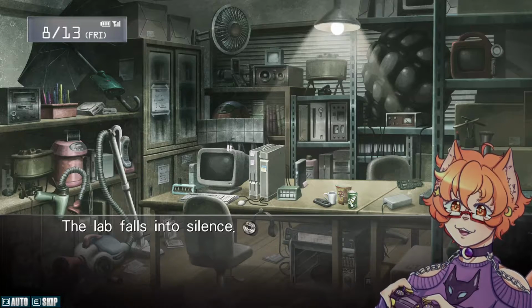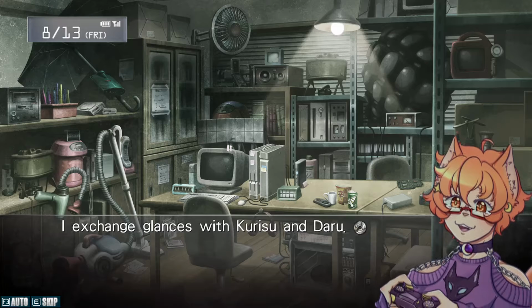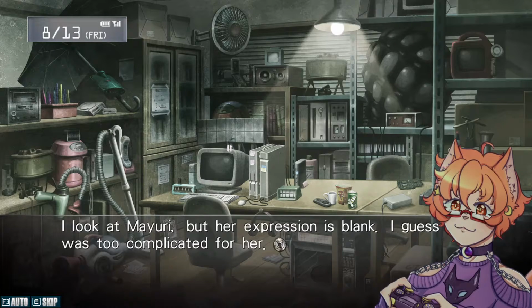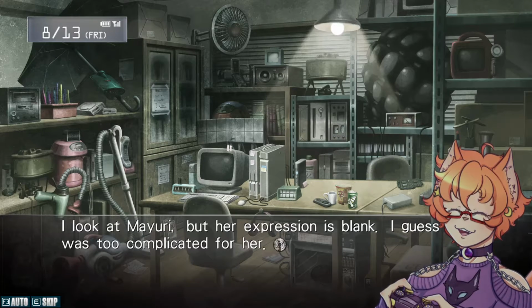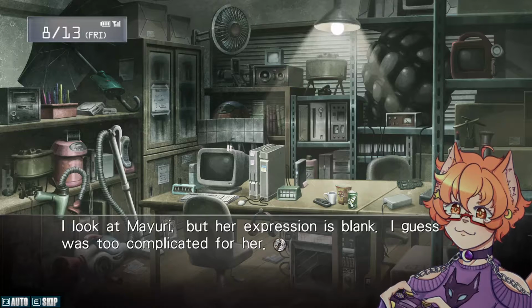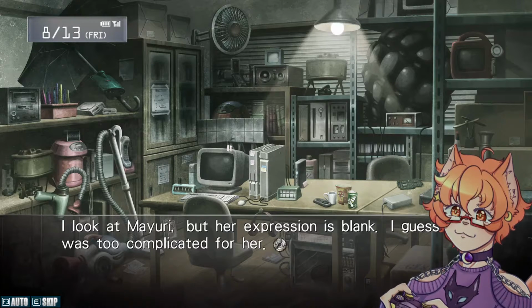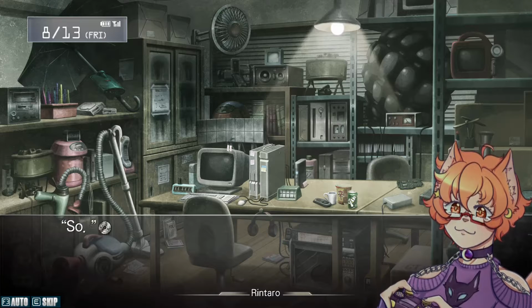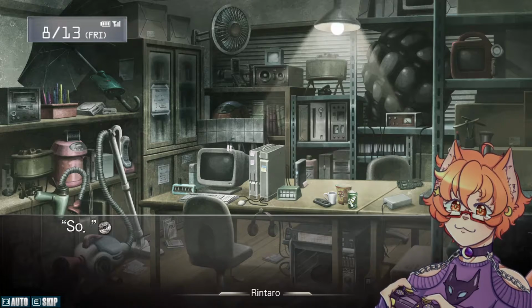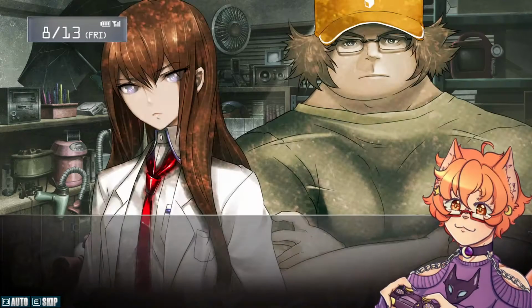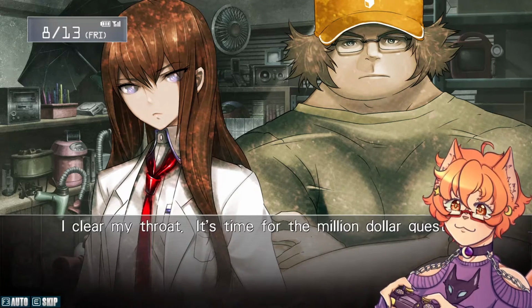The lab falls into silence. I exchange glances with Kurisu and Daru. I look at my Yuri, but her expression is blank. I guess it was too complicated for her. Or maybe she knows a lot, and she just doesn't want you to know she knows a lot. So, I clear my throat. It's time for the million-dollar question.